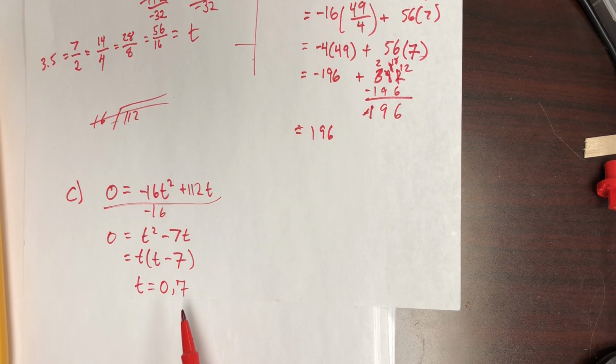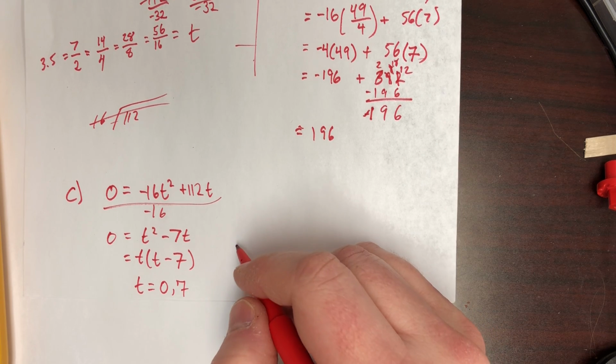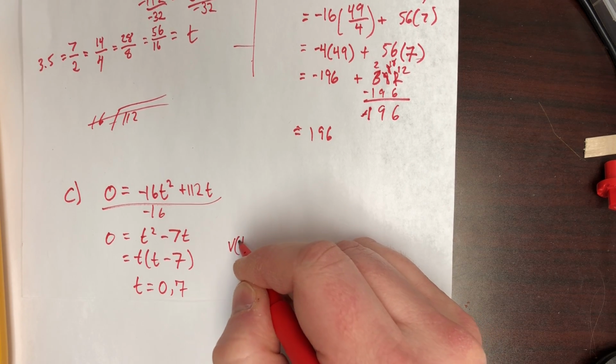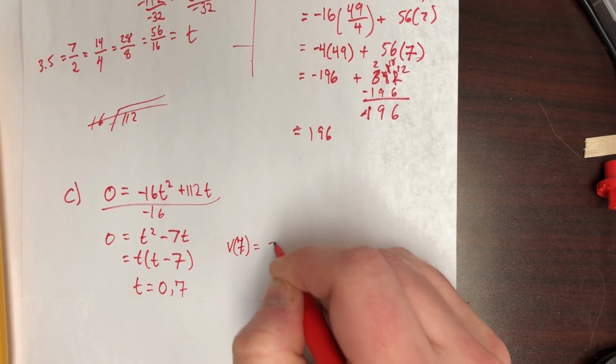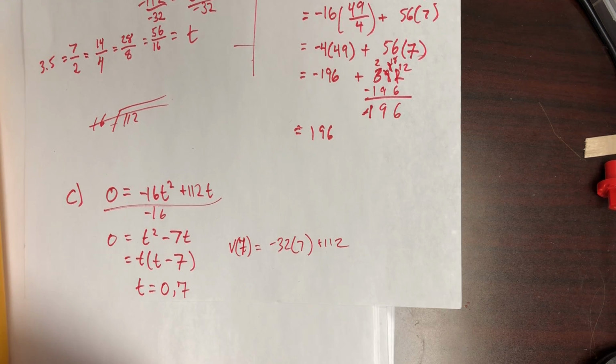So here we go. Let's find the speed when t is equal to 7. So let's see, what's the velocity at 7? Negative 32 times 7 plus 112. All right, I'll spare you again.